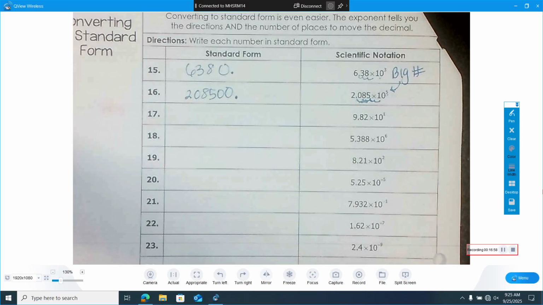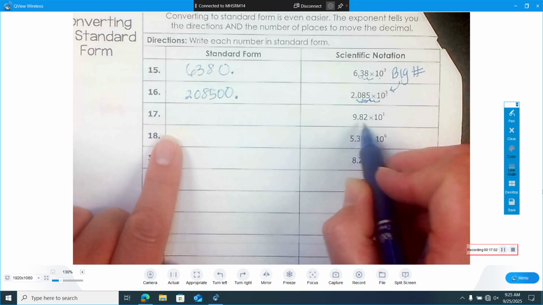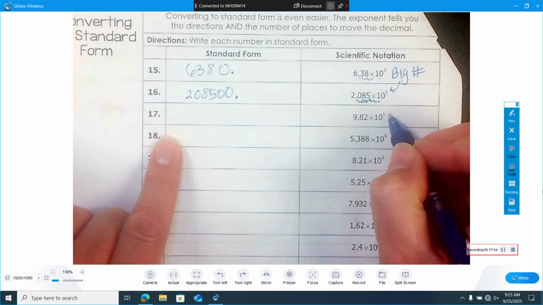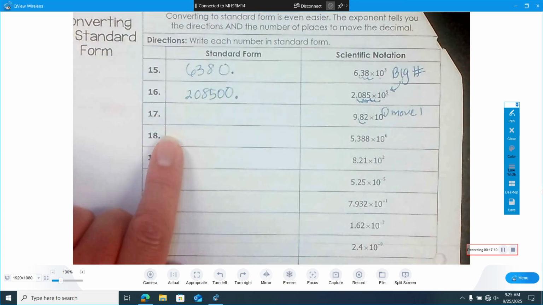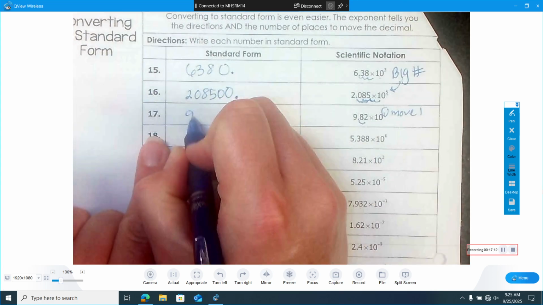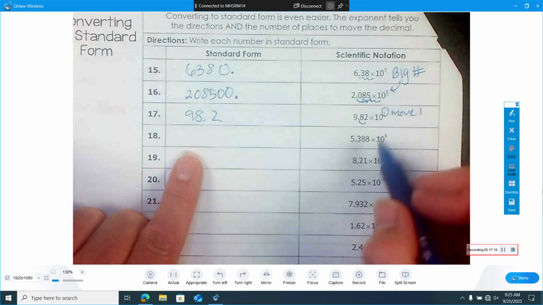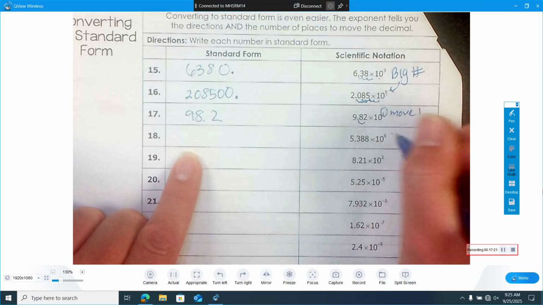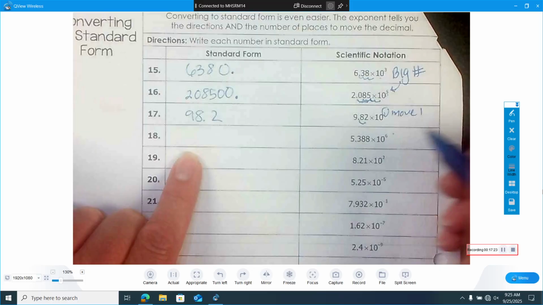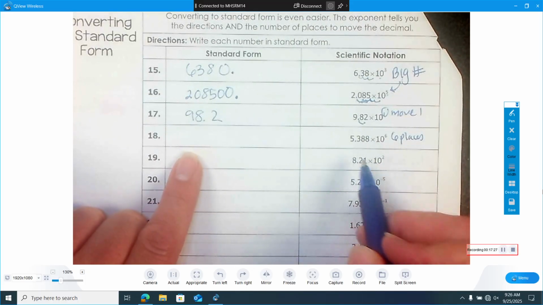How are you doing with this? Is this okay? Yeah? All right. What about 9.82? I need to move the decimal how many places? Yep, just move it 1. Move 1 place to the right. And so what does my number become? 98.2. Very good. All right. How many places do I need to move on number 18? 6 places. To the right.